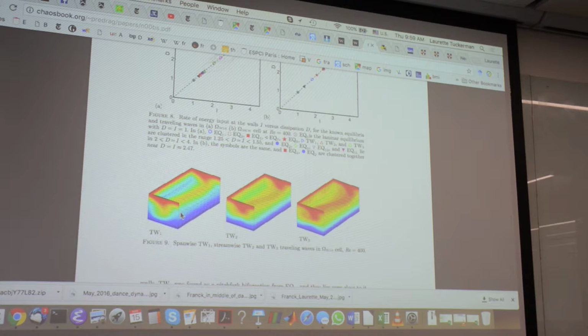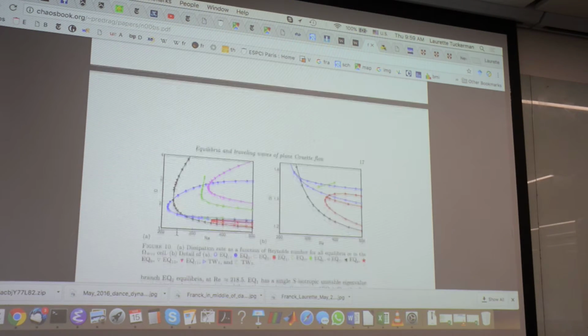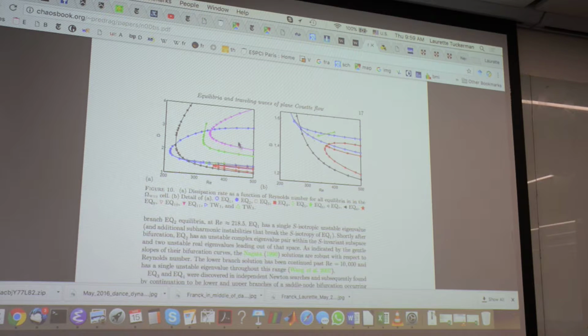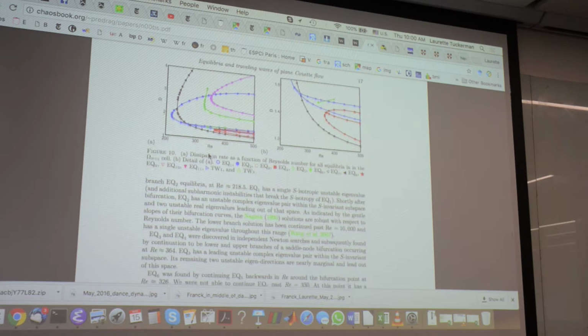So if you're in this field, you would say, oh, that's TW2, of course. How could you mistake it for TW1? TW1 looks completely different. Anyway, there's a whole catalog of these, EQ 0 to 11, and that's just the beginning. There's many more. And again, here I was drawing this picture, and here's this picture drawn for real. This is dissipation as a function of Reynolds number for some of these different branches. Right? And again, this is just a very, very small sampling of what necessarily exists.